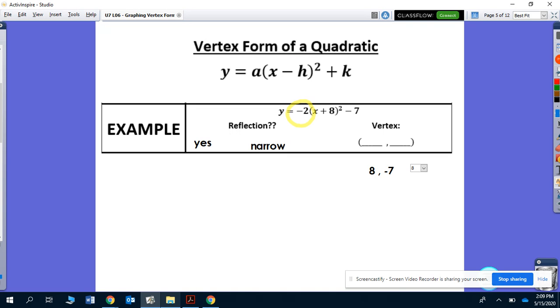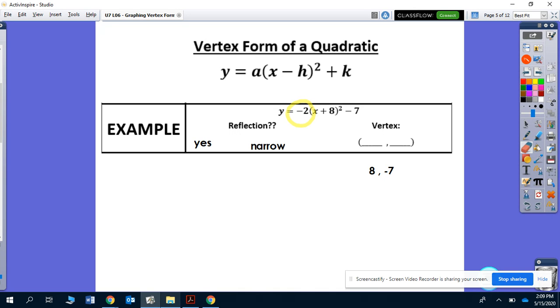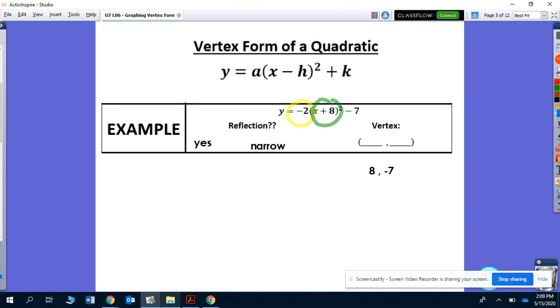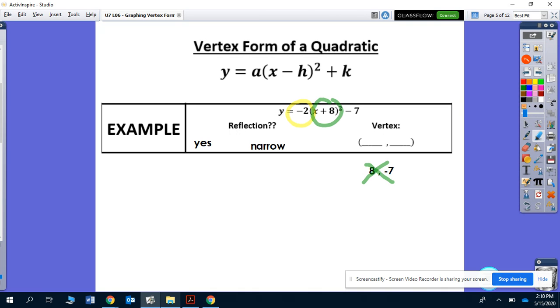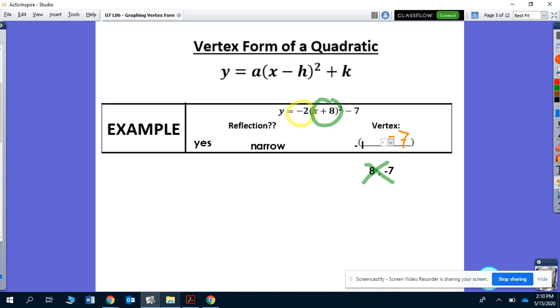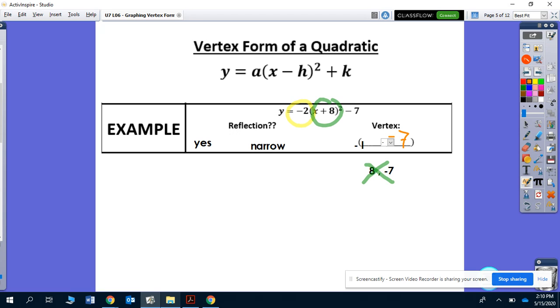If you do that, you're forgetting that the h value is the opposite of what you see, right? So it's not 8, -7. It's actually going to be -8, -7, because it's the opposite of what we see. Let's try that again. Okay, I'll just leave it in orange. -8 and -7. So the opposite of what we see for the h value, and the same as what we see for the k value.